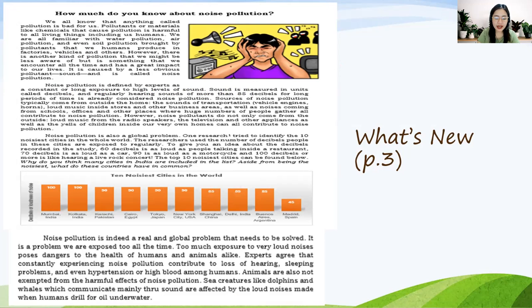However, there is another kind of pollution that we might be less aware of, but is something that we encounter all the time and has a great impact on our lives. It is caused by a less obvious pollutant, sound, and is called noise pollution. Noise pollution is defined by experts as a constant or long exposure to high levels of sound. Sound is measured in units called decibels, and regularly hearing sounds of more than 85 decibels for long periods of time is already considered noise pollution.